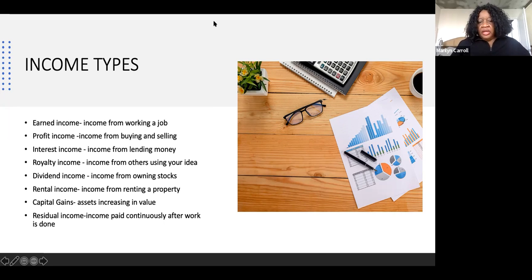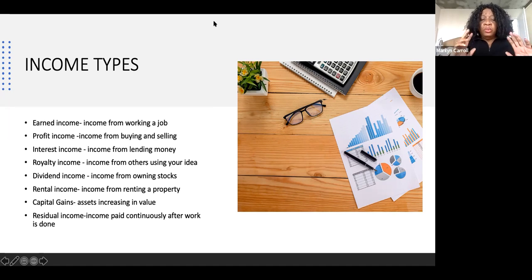Interest income, income from lending money. If I'm lending money to someone, what kind of interest rate should I charge? My finance class taught me how finance charges should be applied, and what the rule of 72 is. Those are things I'm learning while I'm in school.